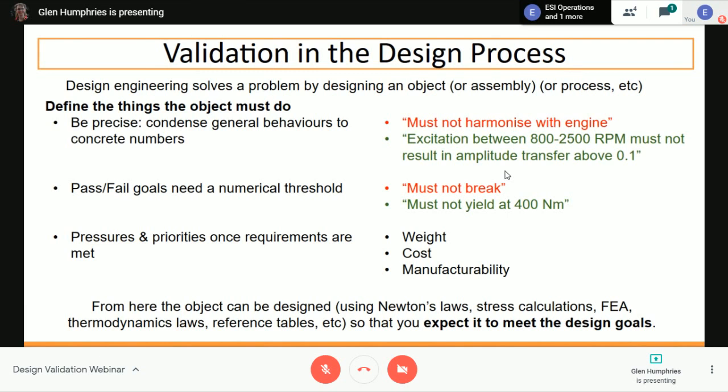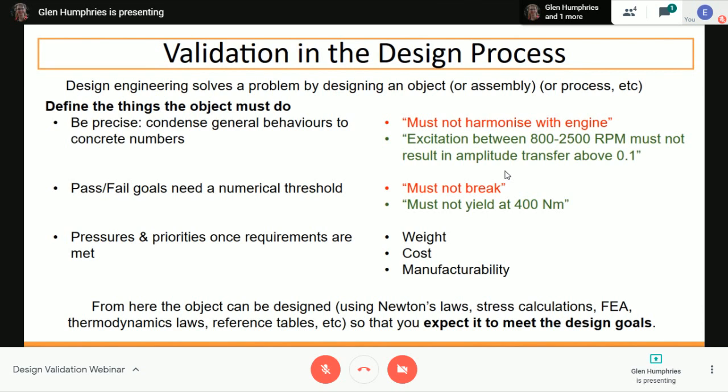And so first of all, what you would have been taught in your classes, of course, is we have to accurately define the problem first. And we'll just focus on a couple of things here because these are going to come up as important later on when it comes to your validation. So first of all, being precise, that is to condense sort of general target behaviours down to actual concrete numbers. So for example, is the overall behaviour we're after is that the engine mounts or the chassis must not harmonise with the engine, for example, the engine vibration.